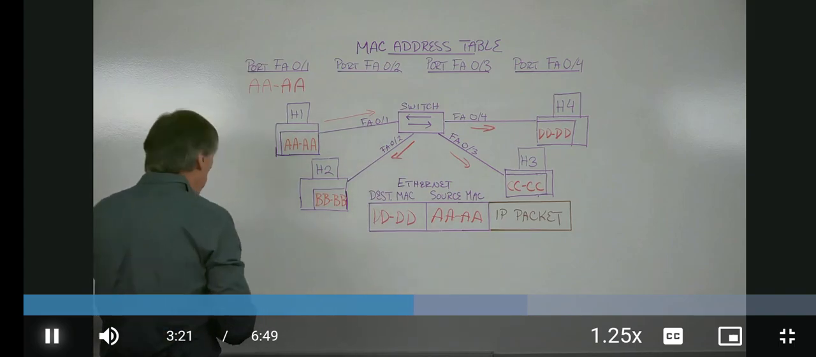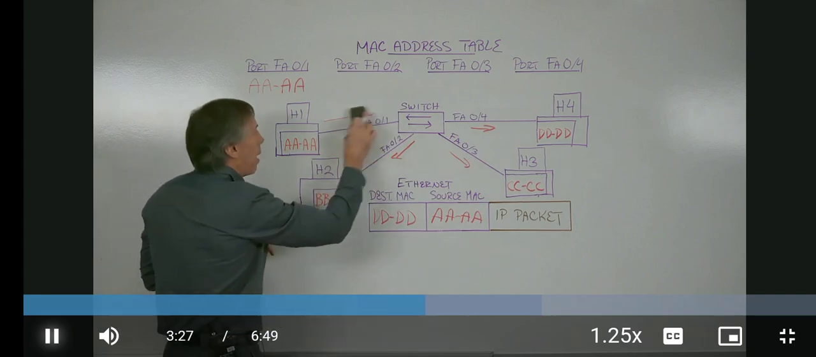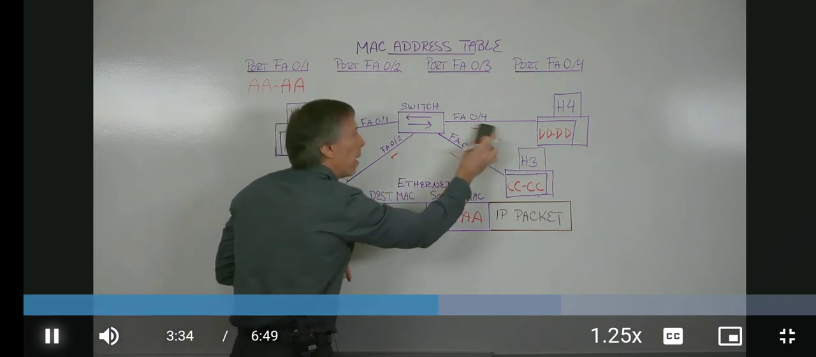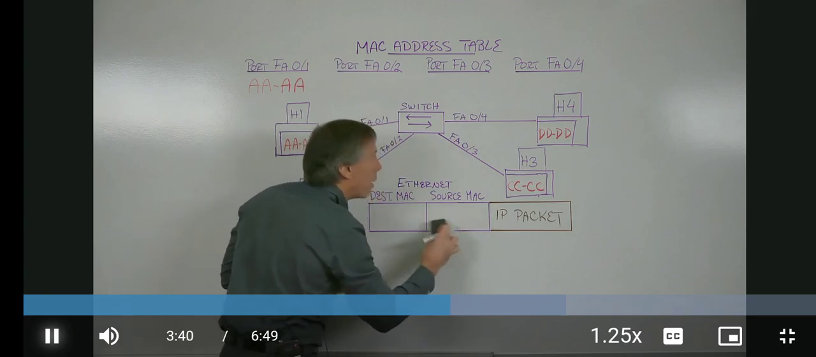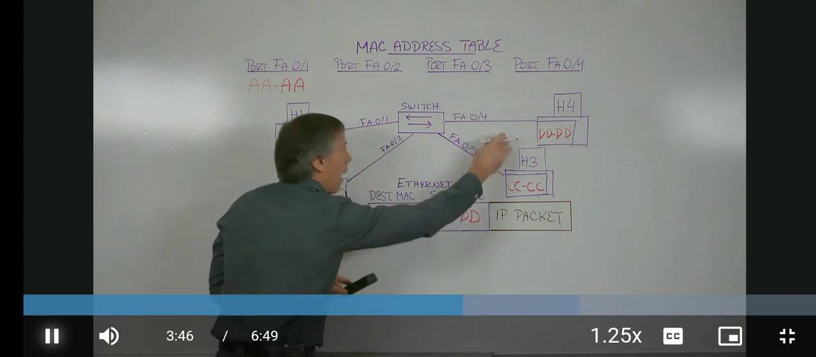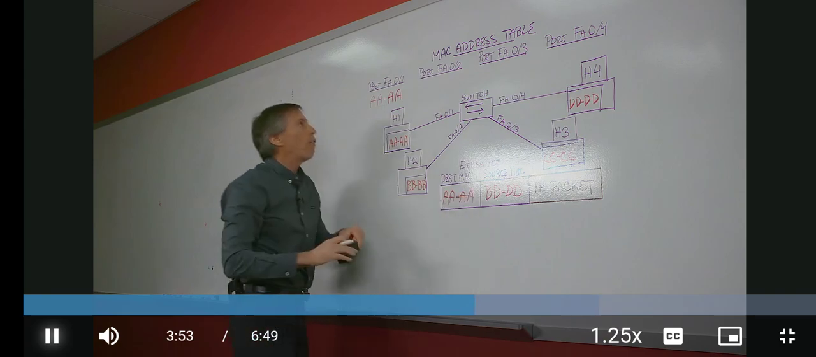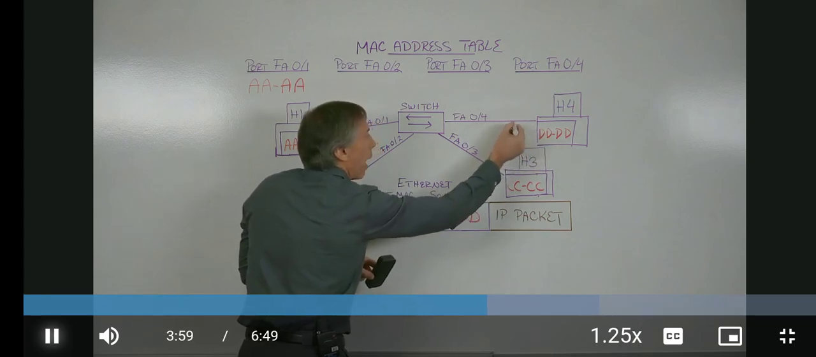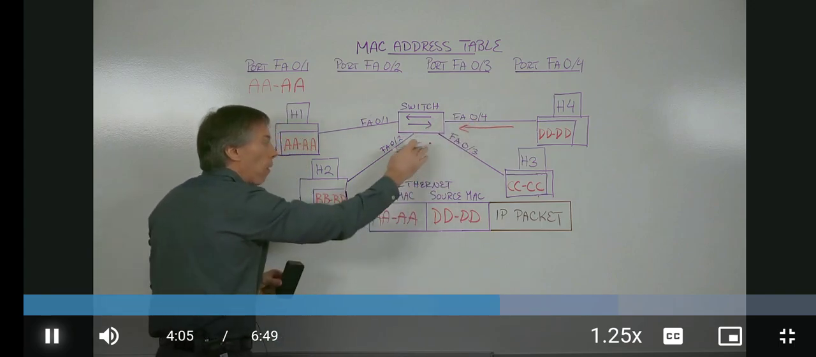Now let's see what happens when DDDD sends an Ethernet frame back to AAAA, or H4 sends an Ethernet frame to H1. Okay, so in this case, we have H4 as the source, and the destination is H1. Now, so far, this is the MAC address table of our switch. So H4 sends the Ethernet frame. It's received on port Fast Ethernet 04 by the switch.